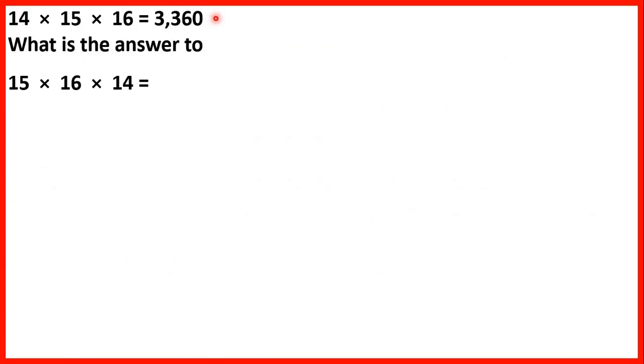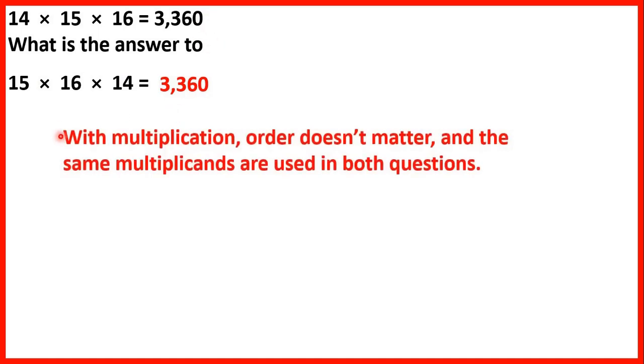14 times 15 times 16 equals 3,360. Write the answer to 15 times 16 times 14. Well, that's going to be 3,360 as well, because with multiplication, order doesn't matter, and the same multiplicand, so the same numbers, are used in both questions. So multiplication questions will give the same answer whatever order the numbers are written in, and that's also true for addition. It's only with division and with subtraction that order makes a difference.